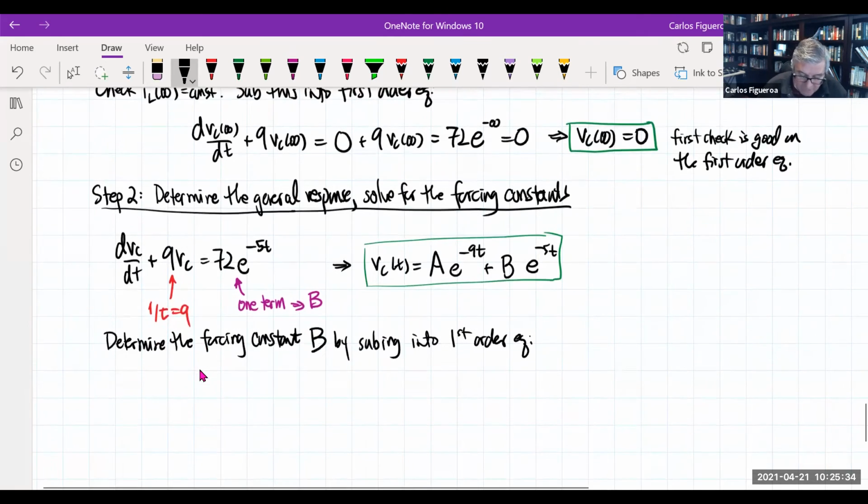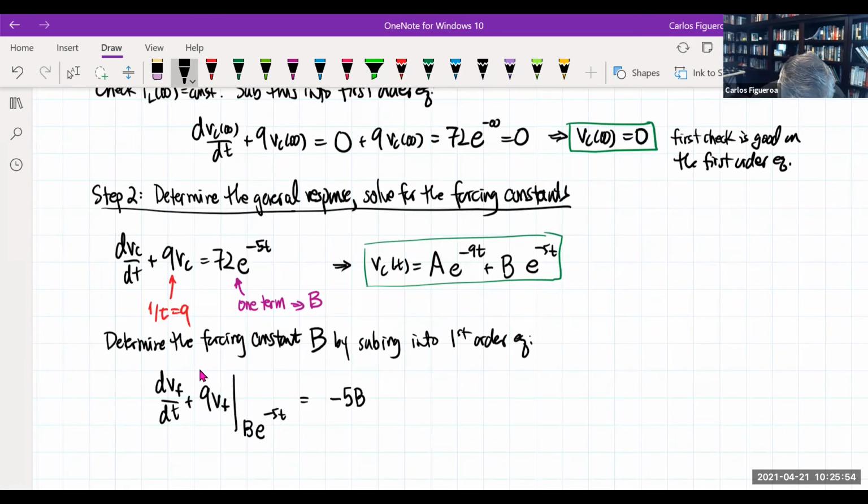Let's do that. So here's my first order equation. So it's got to be what? V forced plus 9V forced. And then let's look at the forcing term. It's got to be B e to the minus 5t. So if I take the derivative of this, it's going to be minus 5B. And then if I plug that in, I'm going to get 9B. And then the left side should look like this here.